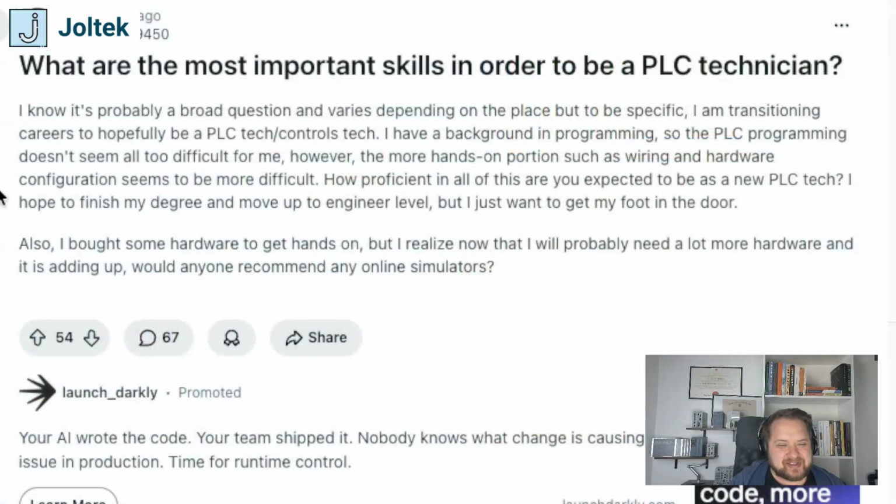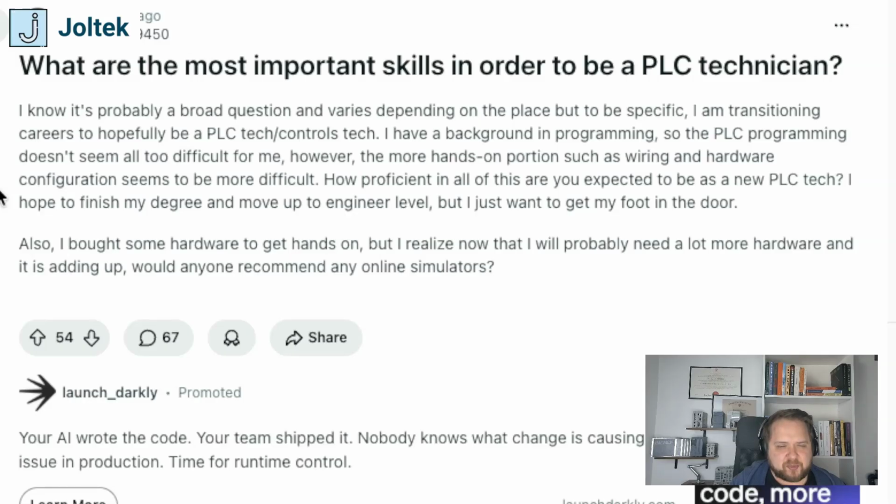And if I can change my view to the subreddit, so this person by the name No Choice 9450 is asking, what are the most important skills in order to be a PLC technician? I know it's probably a broad question, varies depending on place, but to be specific, I am transitioning careers to hopefully be a PLC tech, controls tech.